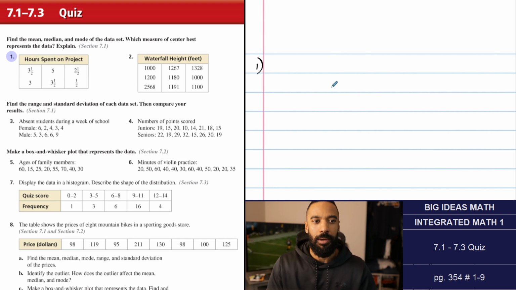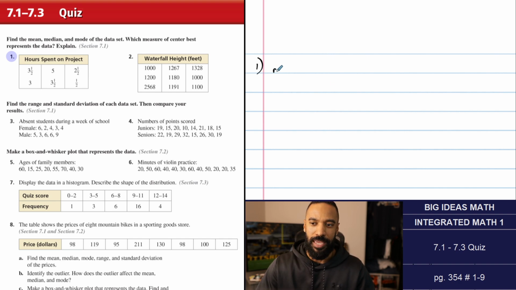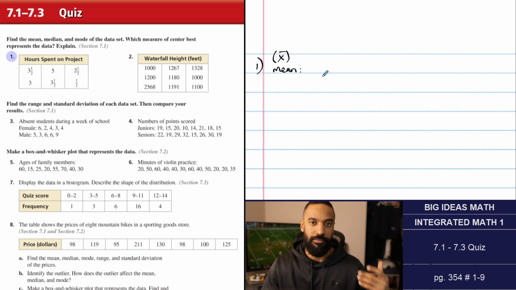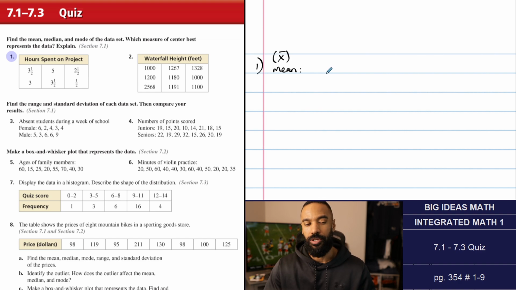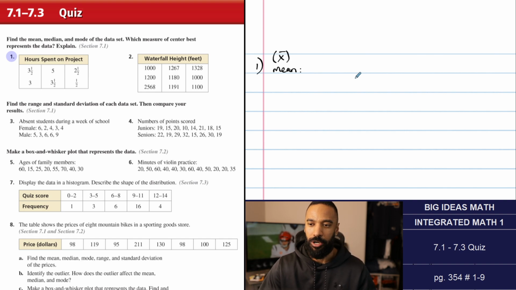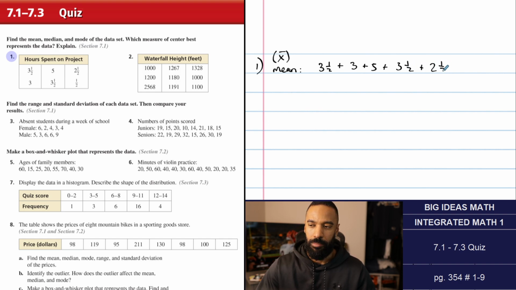So for number 1 itself, when they're asking for the mean, and this is one of those things I don't remember, did I actually put x bar? X bar is also another way to say mean. I'll just leave it up on top just because I don't know. To find the mean for these values, you will add them up and divide by the number of values that there are. Because they're using mixed number values, I'm going to stick with those. These are half values, so common denominator, pretty easy to add. I'm going to be doing 3.5 plus 3 plus 5 plus 3.5 plus 2.5 plus 1/2.